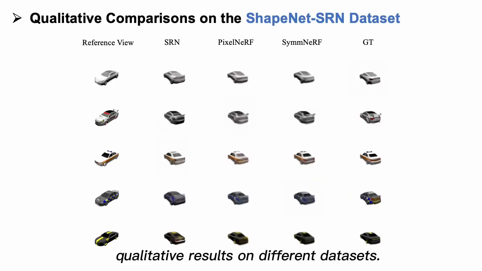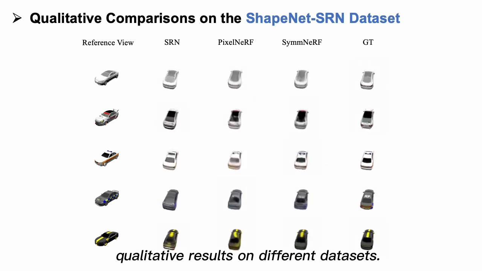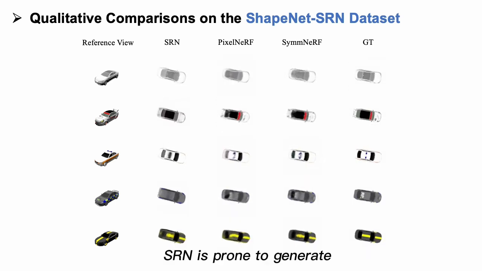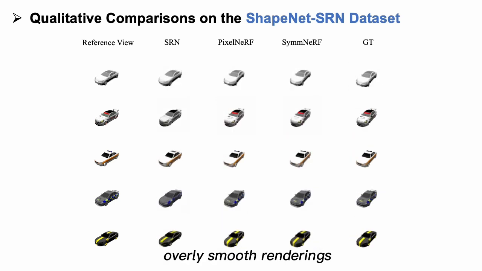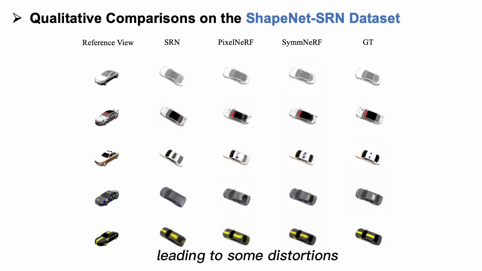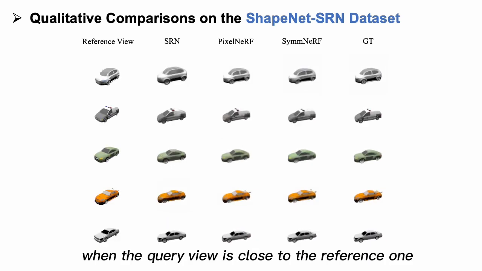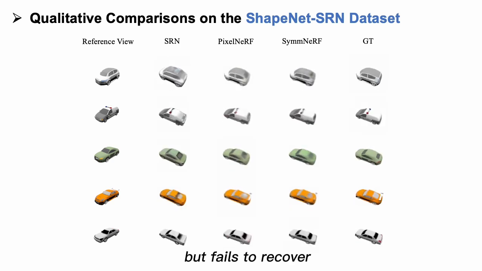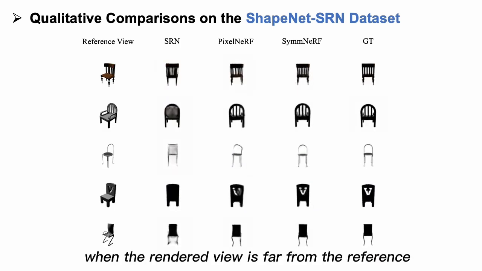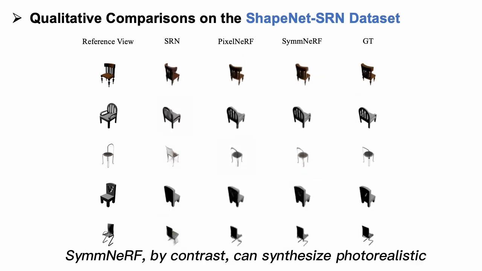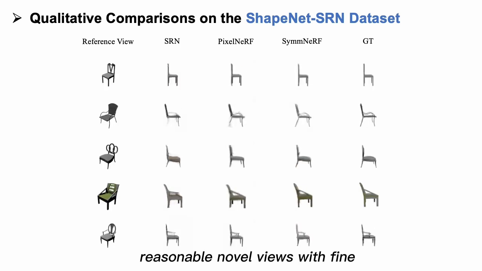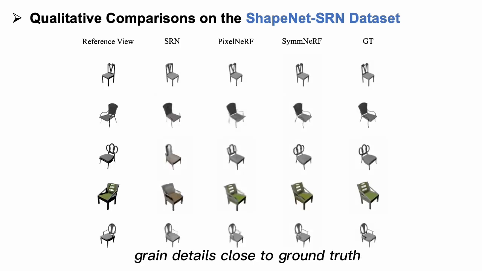Finally, we showcase qualitative results on different datasets. On the ShapeNet SRN dataset, as we can see, SRN is prone to generate overly smooth renderings and is unable to capture the accurate geometry, leading to some distortions. PixelNeRF performs well when the query view is close to the reference one, but fails to recover the details invisible in the reference, especially when the rendered view is far from the reference. SymmNeRF, by contrast, can synthesize photorealistic, reasonable novel views with fine-grained details close to ground truth.